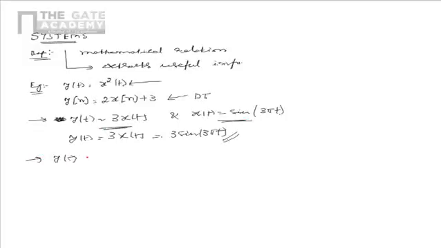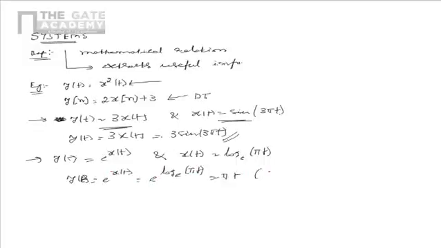Now let us consider another system, y of t is equal to e power x of t. The system is given an input of x of t is equal to log to the base e of pi t. Now we have to find the response of the system. Response of the system is given as y of t is equal to e power x of t, that is equal to e power log to the base e of pi t, which is equal to pi t, because we know that e power log a to the base e is equal to a. So pi t is the response of the system for the given input.